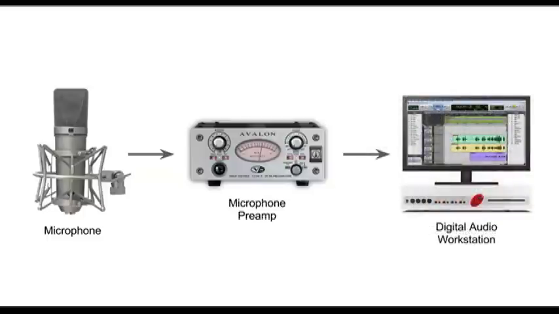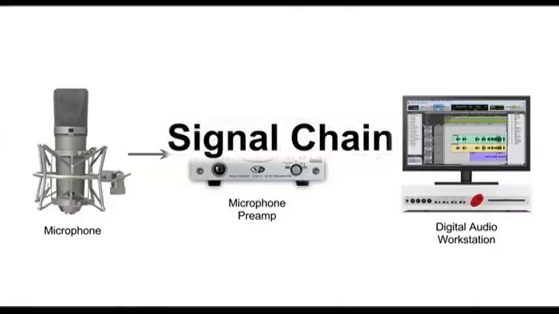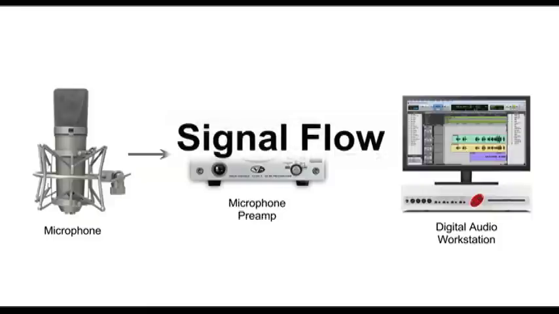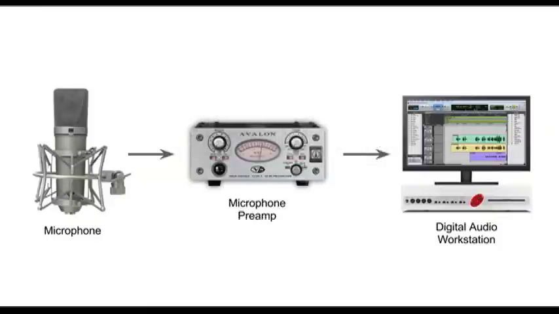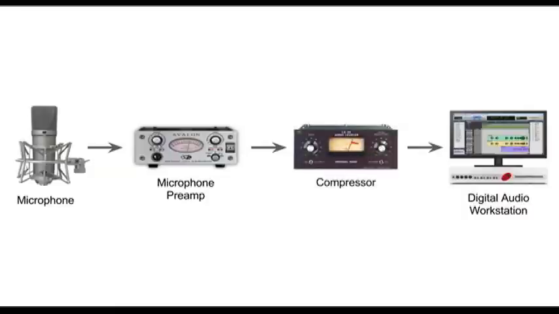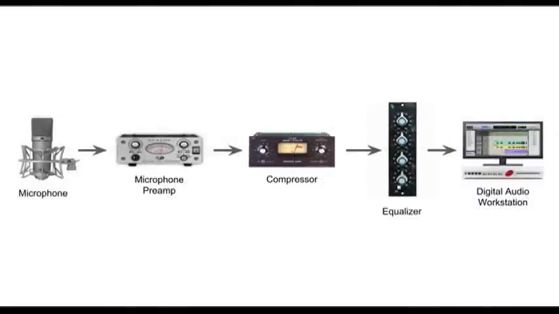This chain of devices is called a signal chain, and the order in which they are connected is their signal flow. You can add other devices to the chain by simply inserting them at the appropriate points within the signal flow. For instance, a compressor after the mic pre for controlling the dynamic levels of your voice, or an EQ for controlling the tone. Adding to the signal chain does make the signal flow more complex, but provides you more control over the signal and its audible qualities.